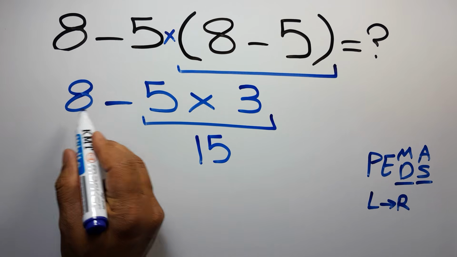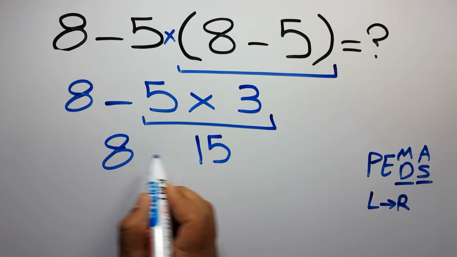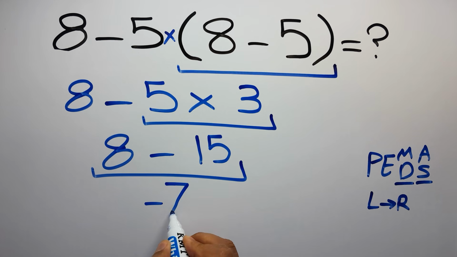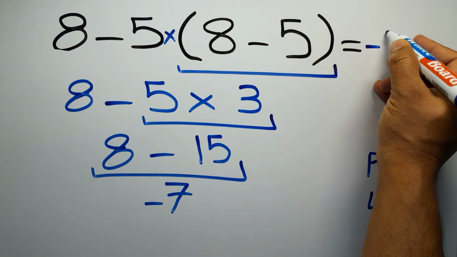So we have 8 minus 15, which equals negative 7. And this is our final answer to this problem. The correct answer is negative 7.